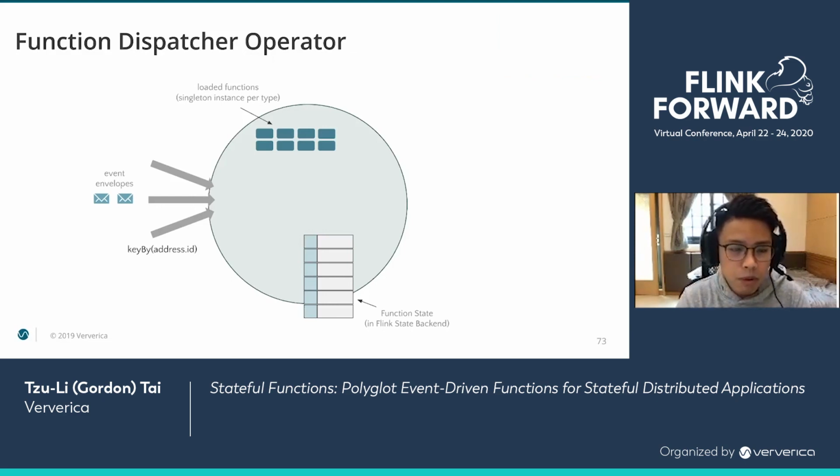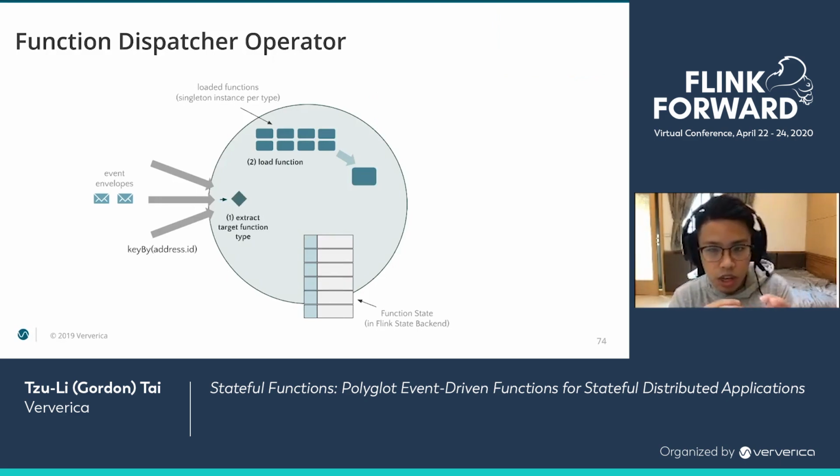The second, on the bottom here, is Flink's state backend. And in each row in this state backend, the key is the logical address that is partitioned to this specific dispatcher operator instance. Okay. Now, what happens on receiving an envelope, as we previously mentioned, is that the target function type is extracted, and the singleton instance of that function type is retrieved from the registry. So if this is the first access to that function type, then the singleton instance will be created on the fly with the bound function providers that you bind using the modules.